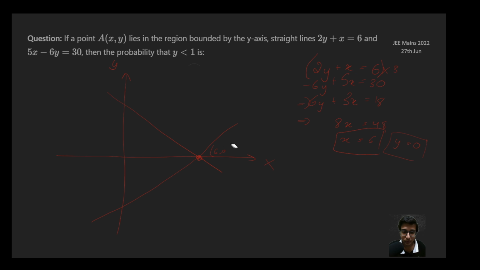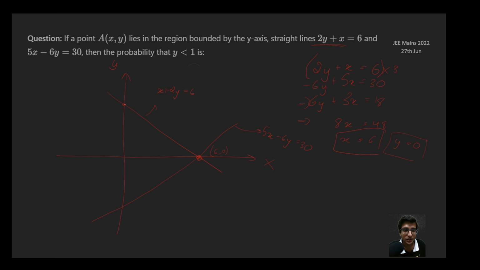Sorry for that, this is my (6, 0). And now, since this line is the line with the negative slope, which line among here has negative slope? Of course this one. So this line is my x plus 2y is equals to 6, and this line is my 5x minus 6y is equals to 30.